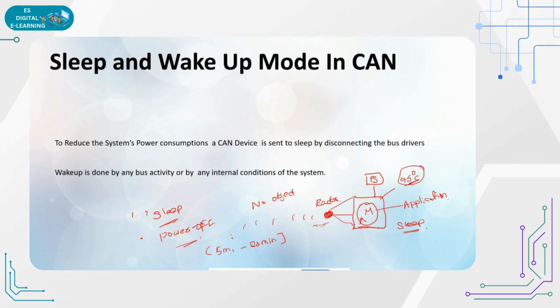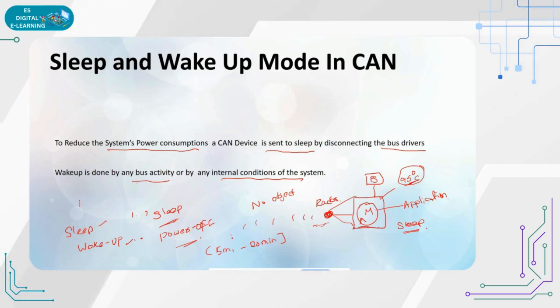In real time, when we do testing, we are checking the sleep and wake up concept. We make the controller sleep and wake up. The sleep wake up mode in the CAN is to reduce the system power consumption. A CAN device is sent to sleep by disconnecting the bus drivers. If we remove the bus connectivity, the ECU will go into the sleep state. Wake up is done by any bus activity or internal connection of the system.